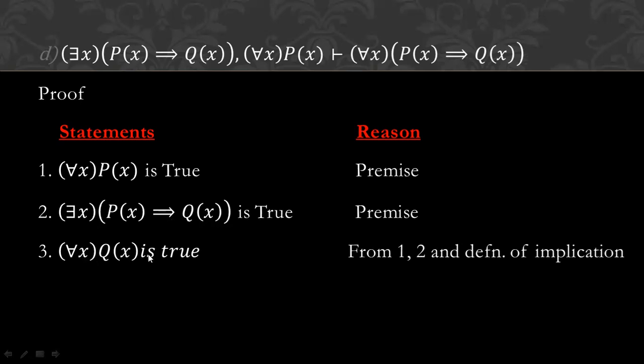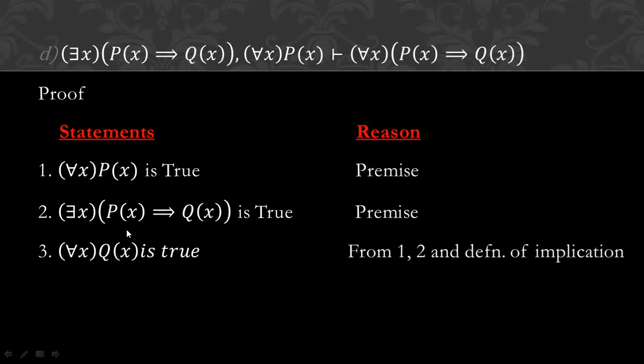That is, for every x, q of x is true here, because from step 1 and the definition of implication, for every x, p of x is true. From the second premise again, for some x, p of x implies q of x is true, because for every x, p of x here is true. Therefore, for this logical implication to be true, if for every x, p of x is true, then q of x must also be true. That is why for every x, q of x is true, from these two previously proven statements.